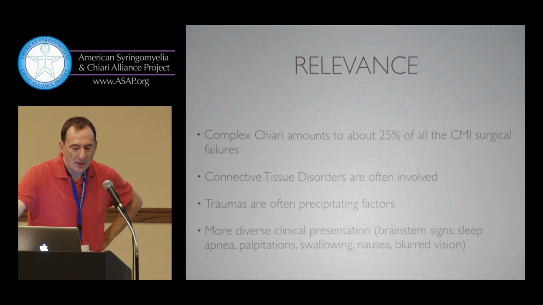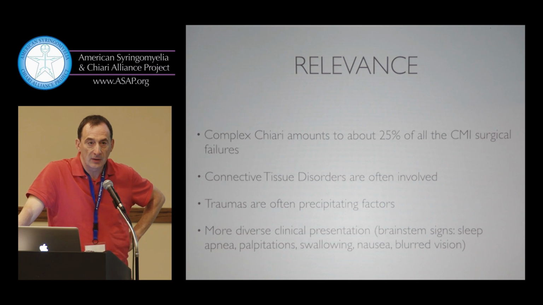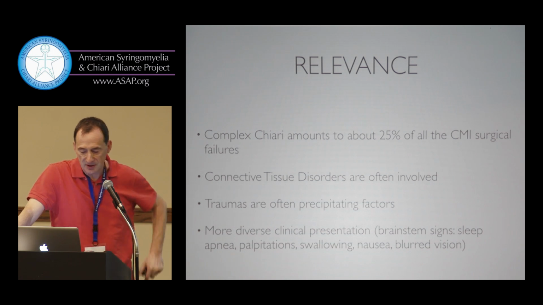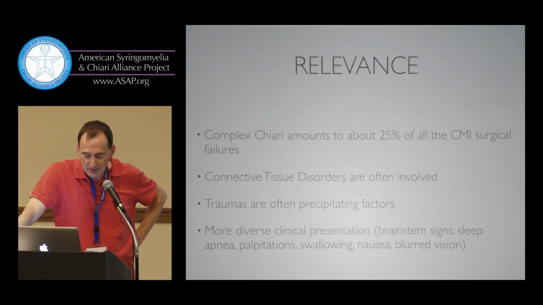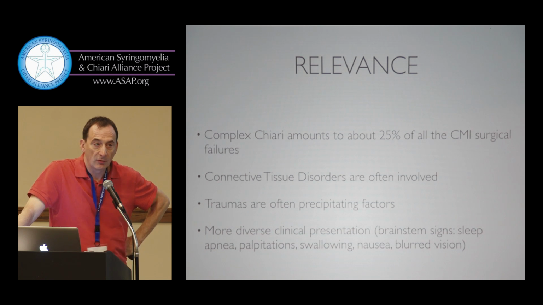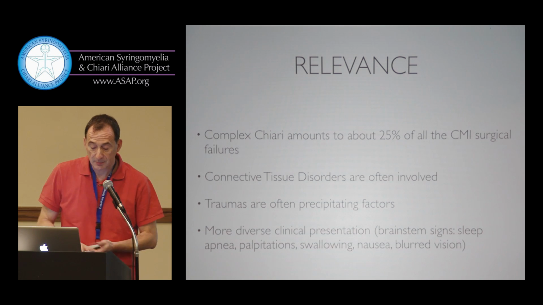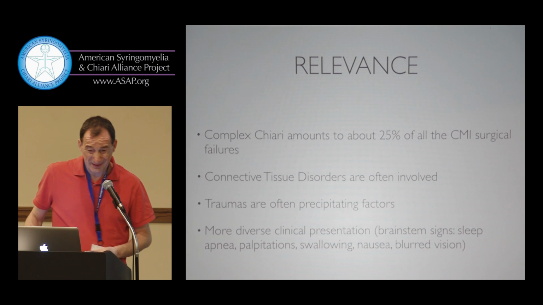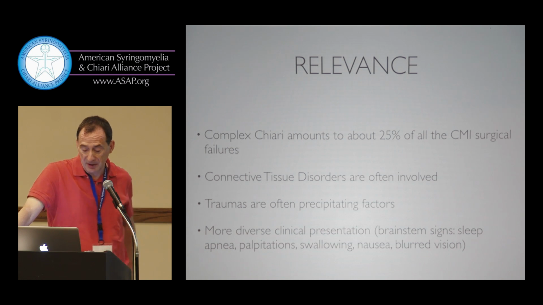What is the relevance? The complex Chiari amounts to about 25% of all the surgical failures of Chiari-1 malformation. These are not my data, they're somebody else's, but it is pretty much accepted in the Chiari community. Connective tissue disorders are often involved, and Alison mentioned it before. Connective tissue disorders were first described by our group in 2004, published in 2006. We started seeing them at the beginning of the last decade.